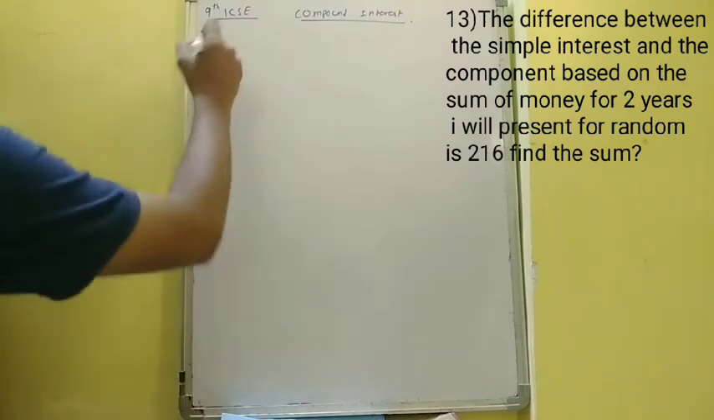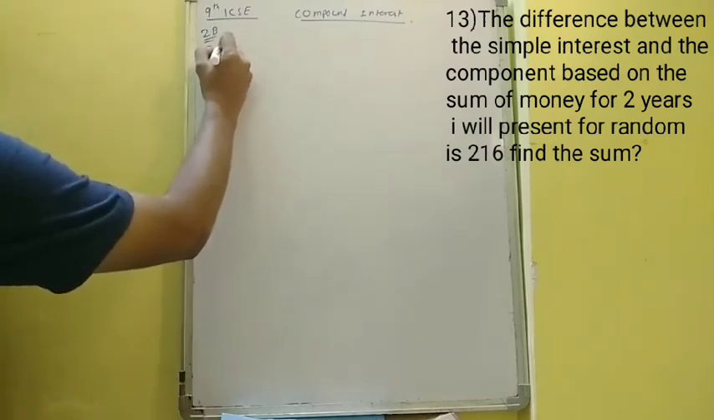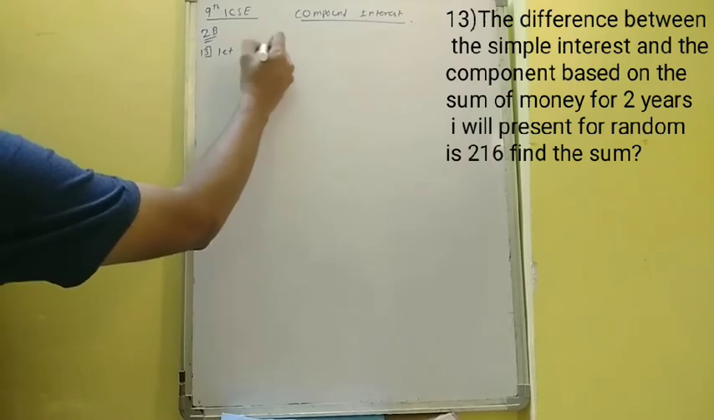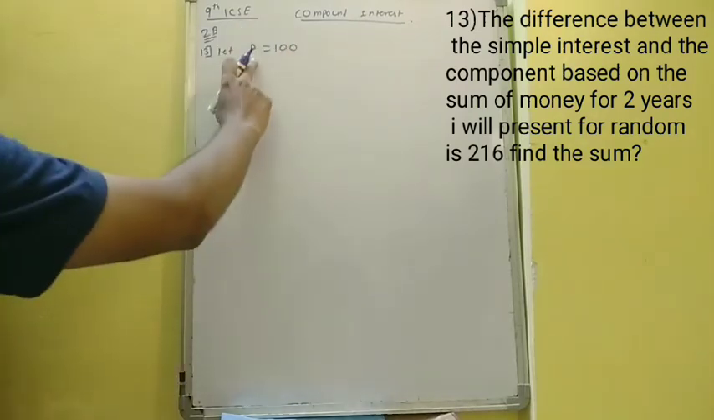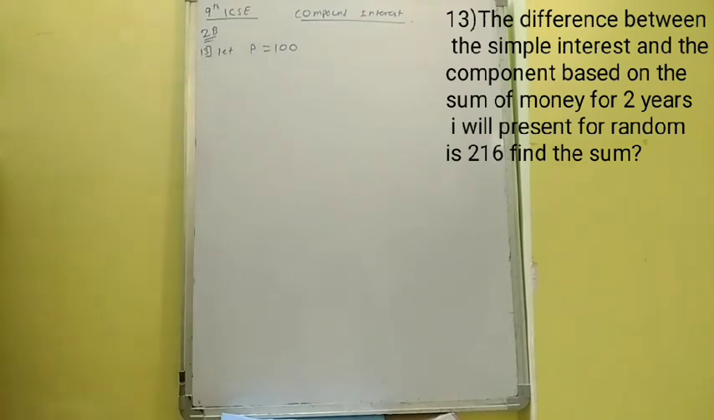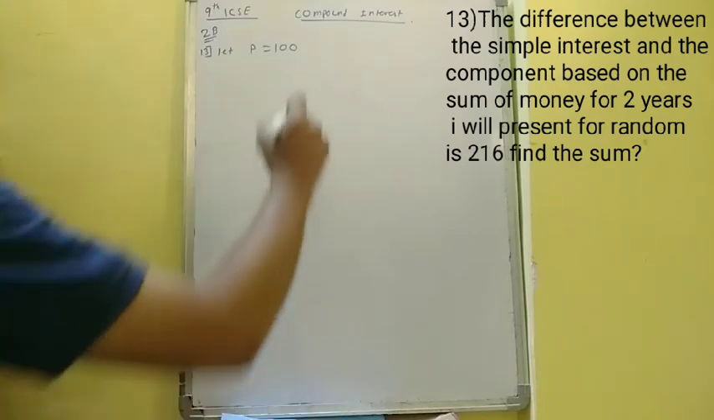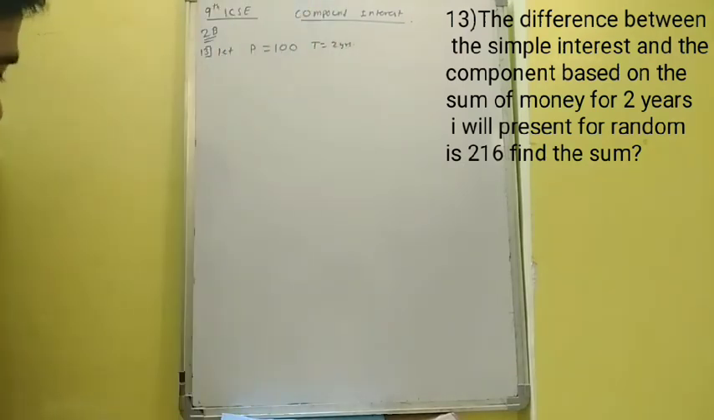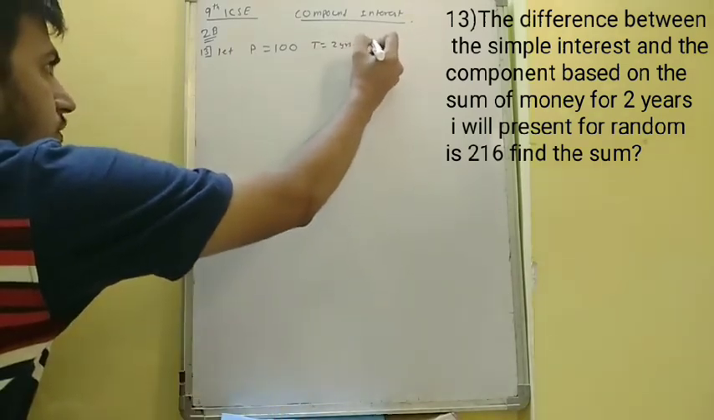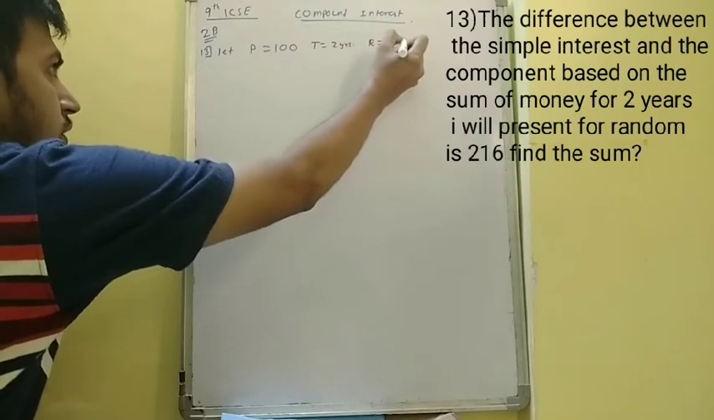So first of all, we don't know the principal. So we will do one thing, let the principal be rupees 100. With the help of 100 we will find out the difference and then we will compare it with the given question. Time is 2 years and the rate of interest is 12%.